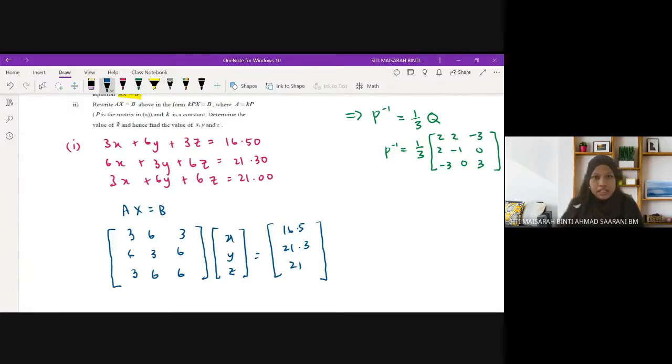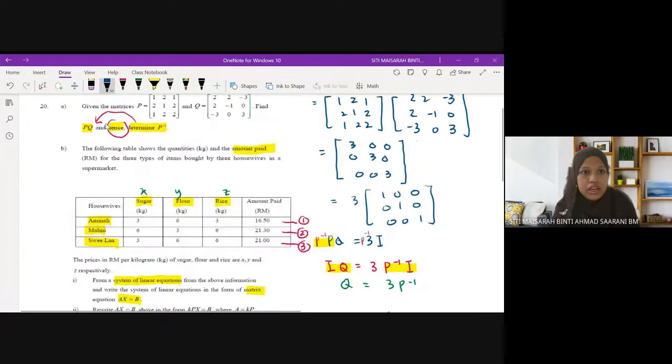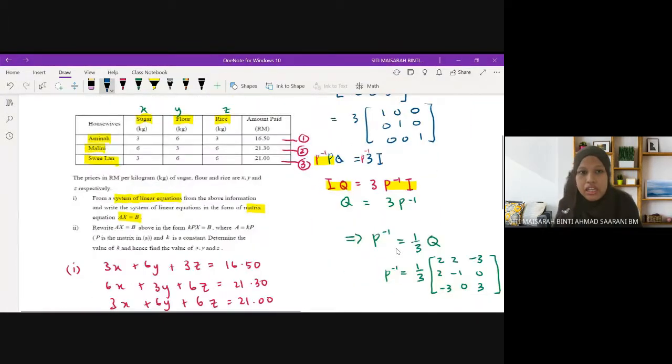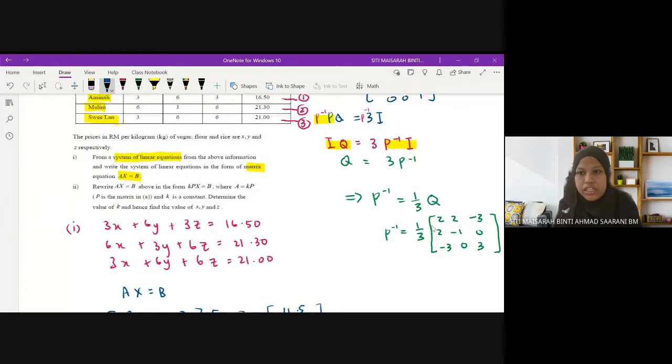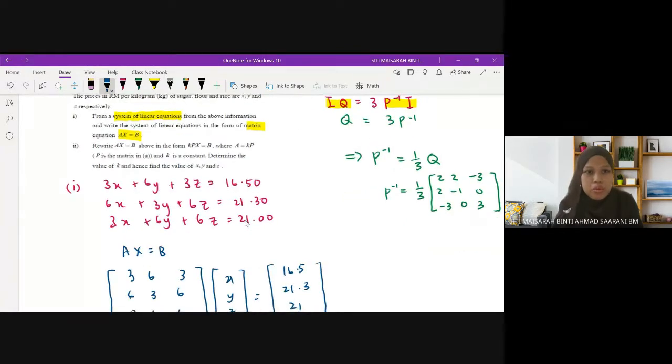Okay, and then yang ini, soalan ni awak kena relate dengan soalan A. So relate A adalah kat sini we have P inverse equals to 1 over 3 times 2, 2, negative 3, 2, negative 1, 0, negative 3, 0, 3. Okay, kalau tengok pada soalan nombor 2, rewrite AX equals to B above in the form K PX equals to B. Okay, awak kena buat dia lah K PX equals to B.